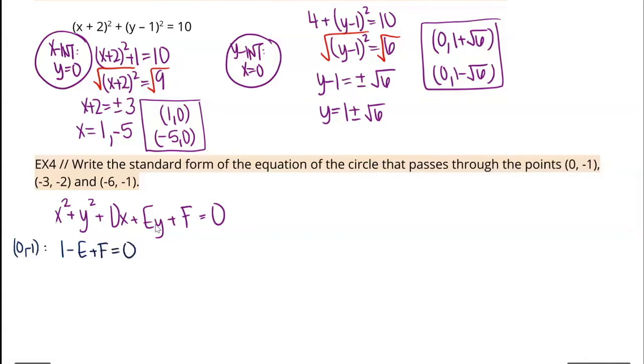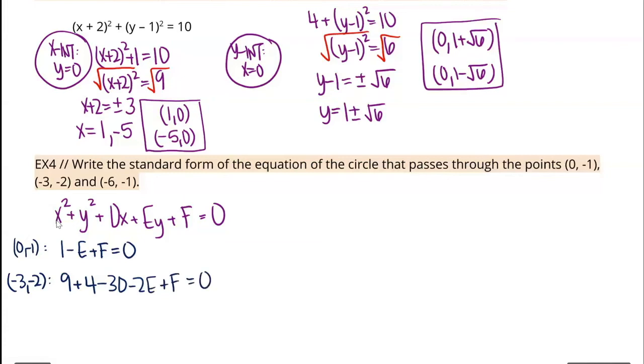Okay, so I'm going to do the same kind of thing for each of these 3 points. For negative 3, negative 2, negative 3 squared is just going to be 9, plus y squared will be 4. D times x will become negative 3d. E times y will become negative 2e plus f is equal to 0.